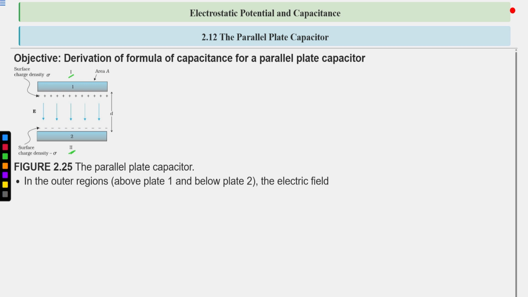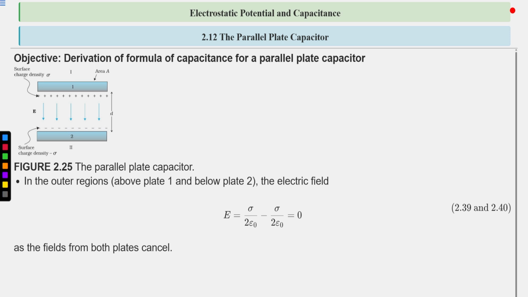So in outer regions, that are first region and second region, above the plate 1 and below the plate 2, that are two outer regions, 1 and 2. What is the electric field, net electric field in these regions? That is above plate 1 and below plate 2. So electric field is 0. Net electric field outside these plates is 0. So why?